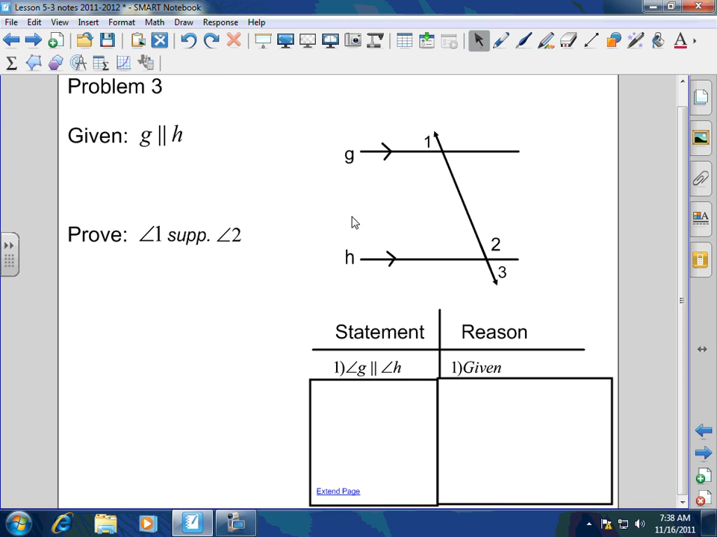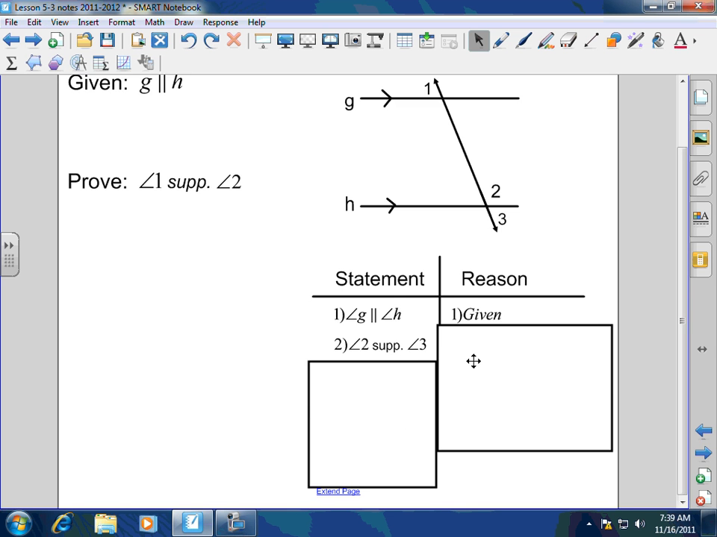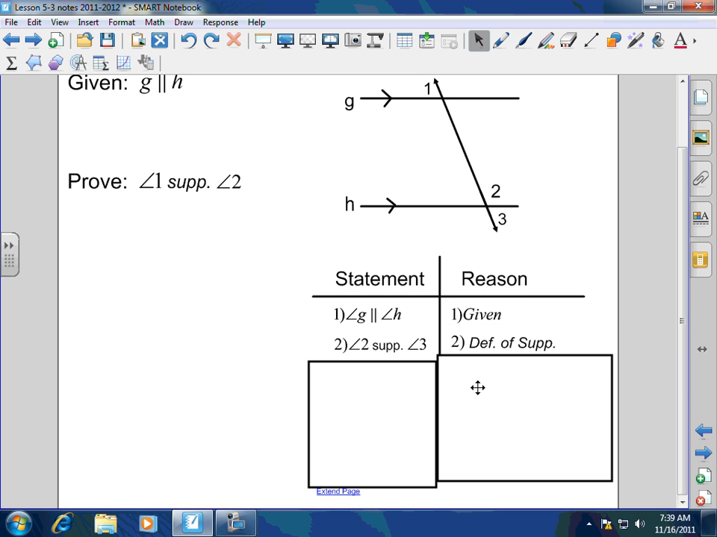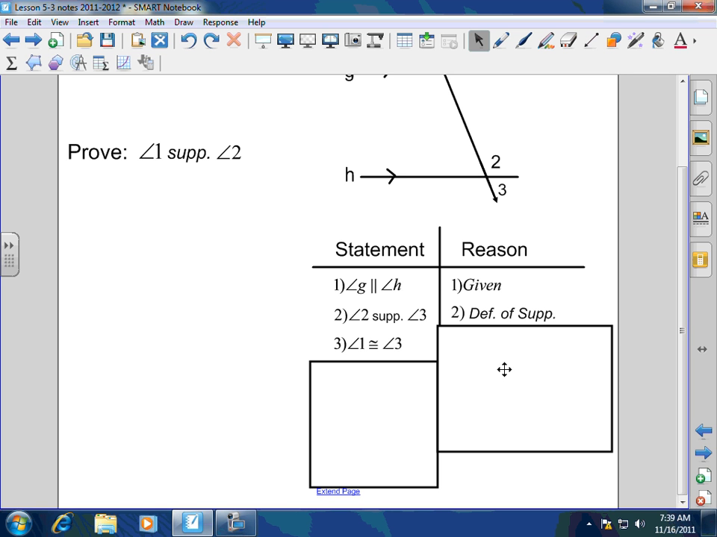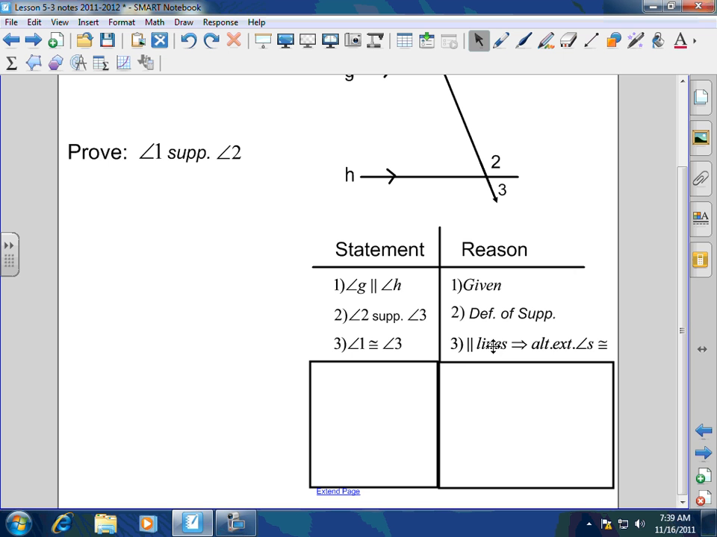If line G is parallel to line H, then we're going to know, of course, that angle 2 is supplementary to angle 3. That's just easy. That's the definition of supplementary angles. Now, wouldn't angle 1 be congruent to angle 3? Because of? Okay, good. If parallel lines, then alternate exterior angles are congruent.